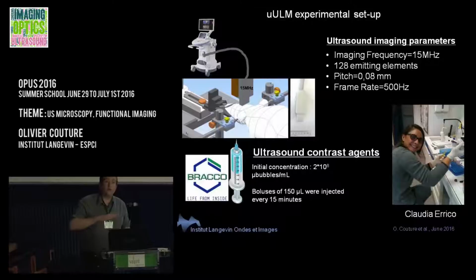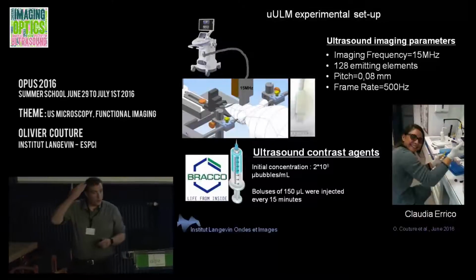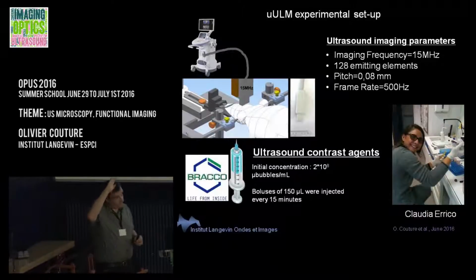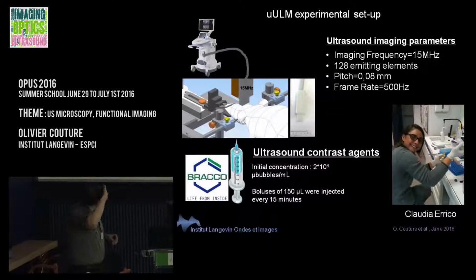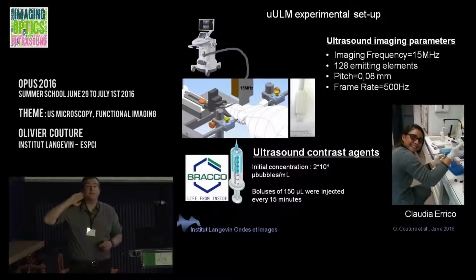What I'm going to show you is mostly, well, all coronal plane images. So we put the array like this, and you see a cut like this through the skull of the rat.